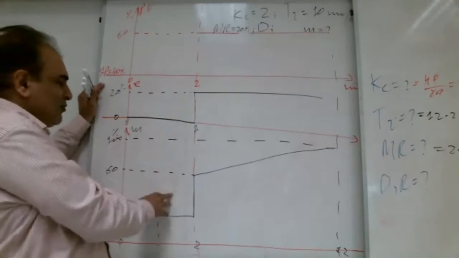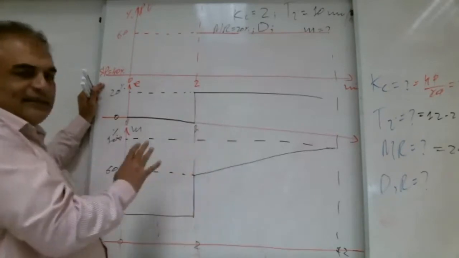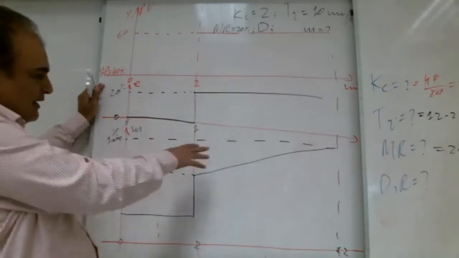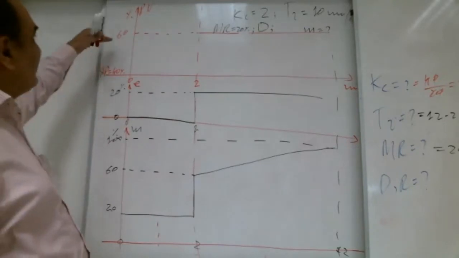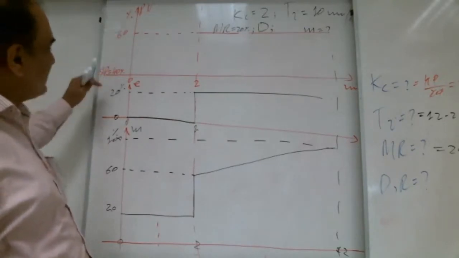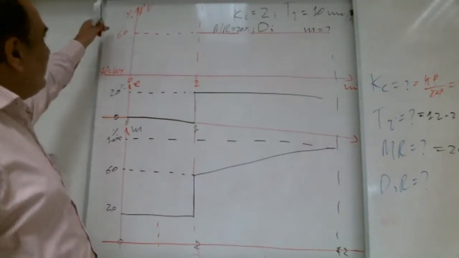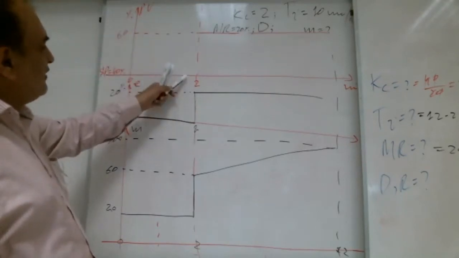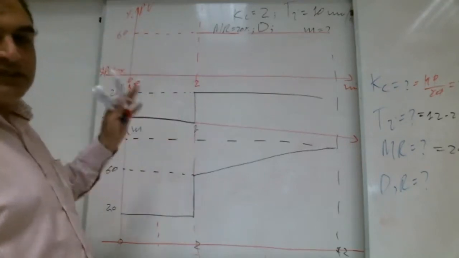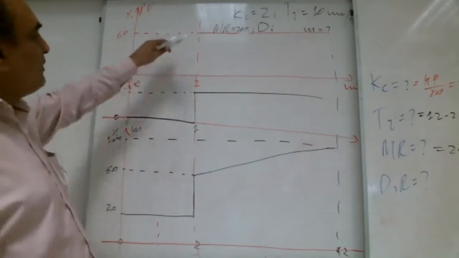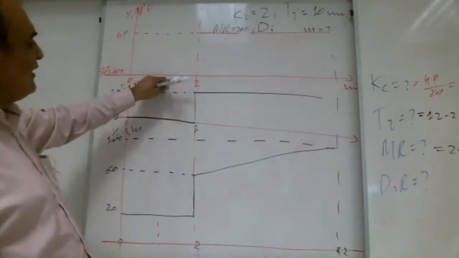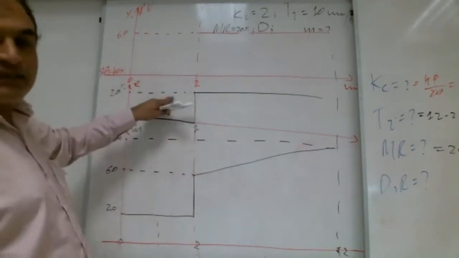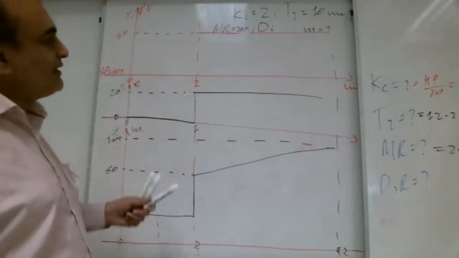If the error and output are both increasing, it is direct action. But imagine, before the output, this is the PV graph and this is the error. PV is bigger than the set point and error is positive. It means it is direct action. If PV is bigger than the set point and error is negative, then it is reverse action. So here it is direct action.